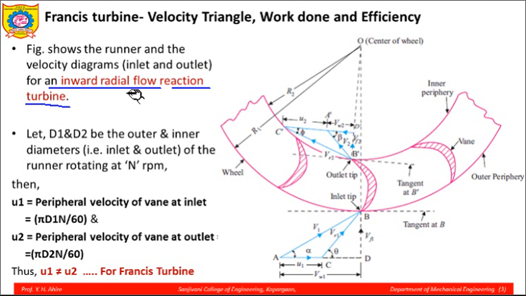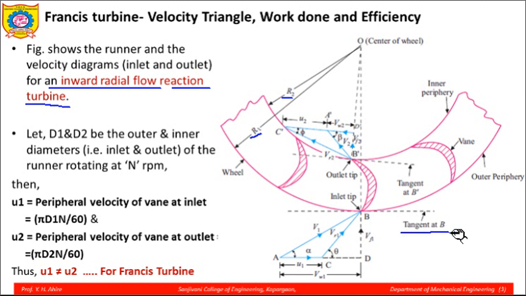So it means inward radial flow, pure radial flow reaction turbine, and this we will use as a velocity triangle for our Francis turbine, which is a modern Francis turbine. So this is the outer periphery of a wheel with the radius R1. This is the inner periphery of a wheel with the radius R2, and there are radial curved vanes installed in between these, right? This is the inlet tip of one vane, this is the outlet tip of this vane under consideration.